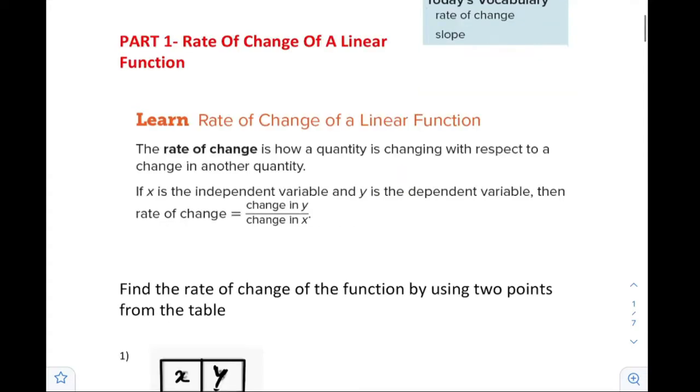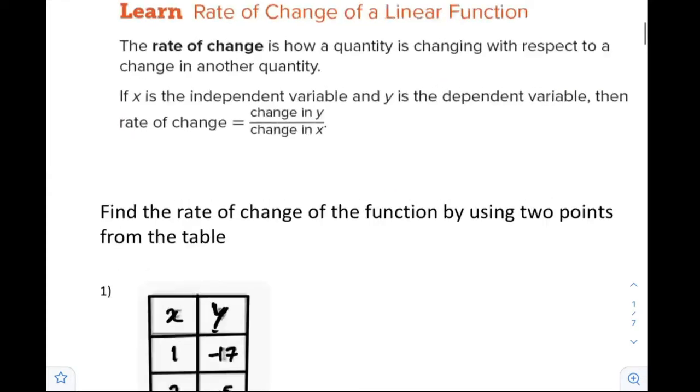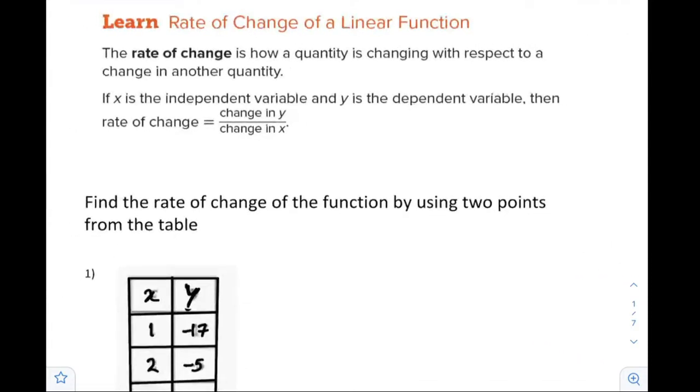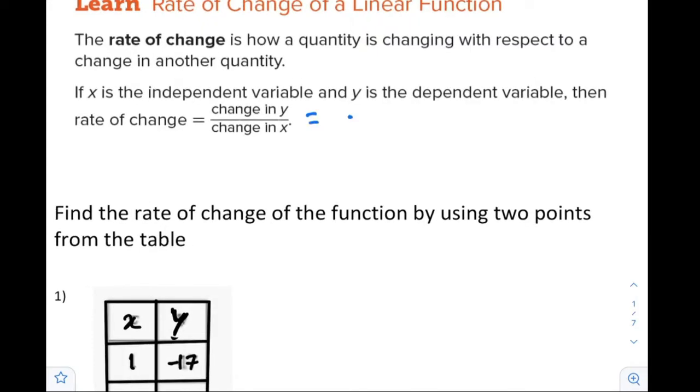What is the meaning of rate of change? The rate of change is how a quantity is changing with respect to a change in another quantity. Or simply, the definition by rule formula is change in y over change in x. You can write it this way, delta y over delta x, or y2 minus y1 over x2 minus x1.